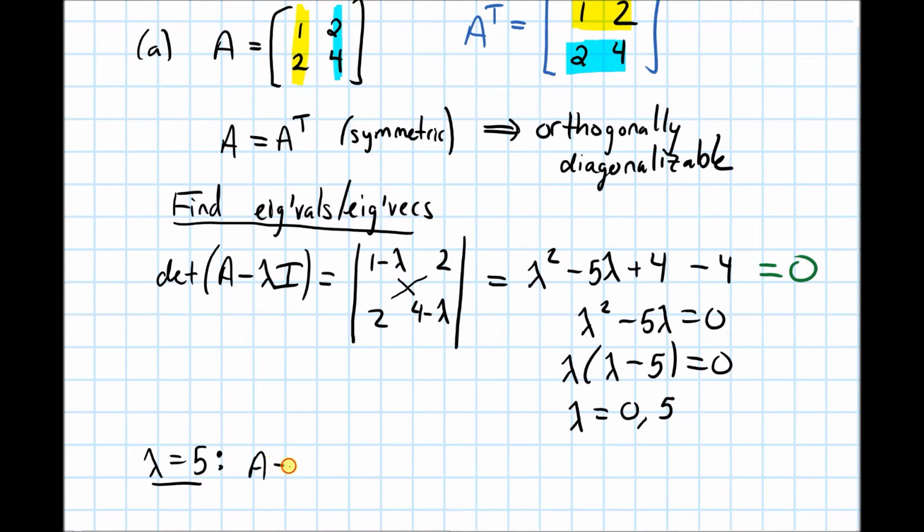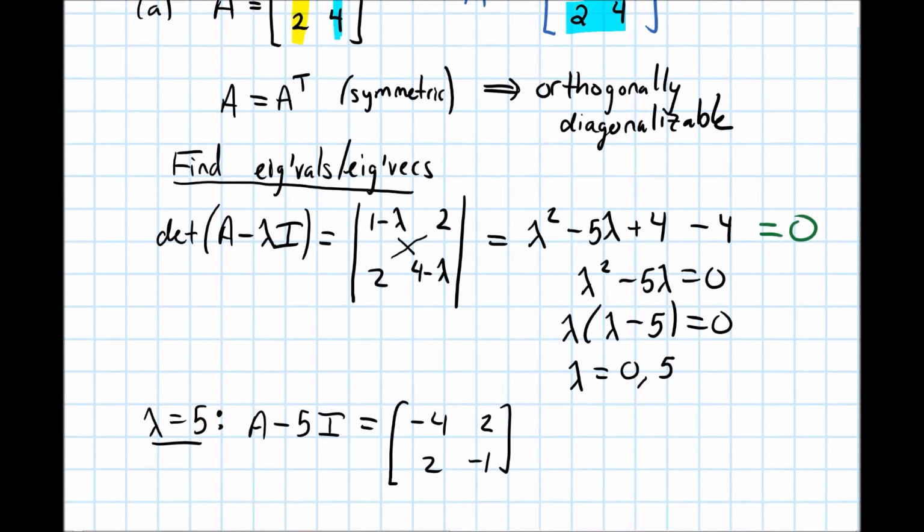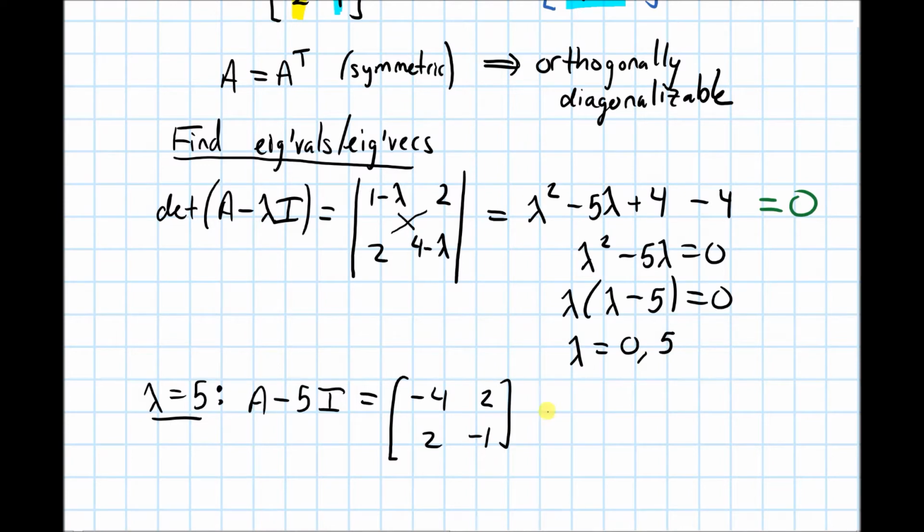For lambda equals 5, I would look at A minus 5I. I subtract 5 from these diagonal entries. So 1 minus 5 gives me negative 4. 4 minus 5 gives me negative 1. The other entries stay the same as 2's. With this matrix, row reducing it isn't too bad, so I'm just going to tell us what the final row reduced form is. One thing to notice is the two rows here are multiples. If I multiply the second row by negative 2, I get the top row. Because of that, in the row reduced form, one of the rows should just become all zeros.